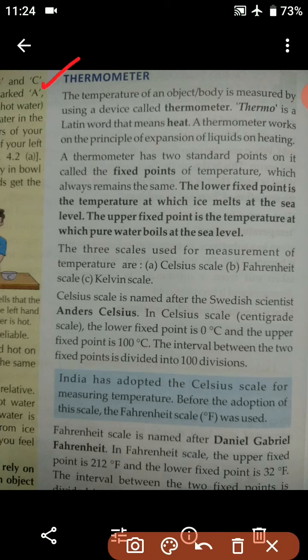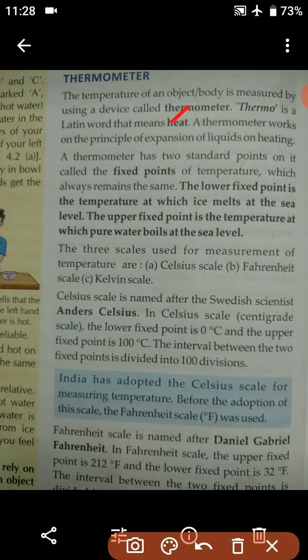So students, the temperature of an object or a body is measured by a device called a thermometer. I hope all of you have seen a thermometer. It is the device which is used to measure the temperature of an object or a body. Thermo is a Latin word that means heat.